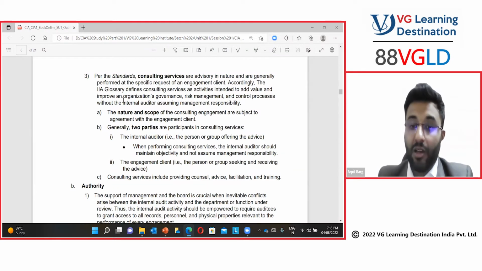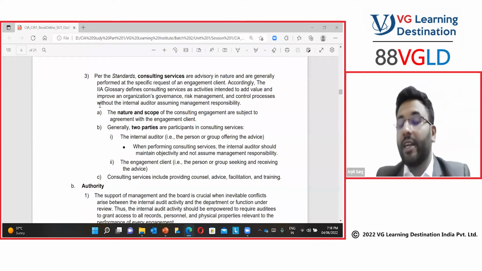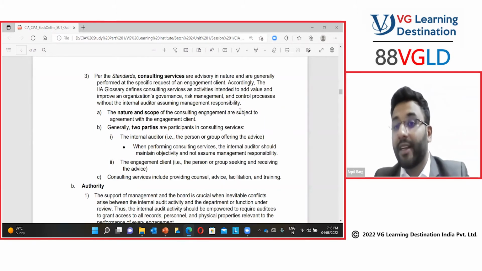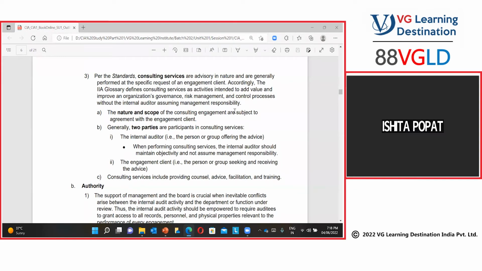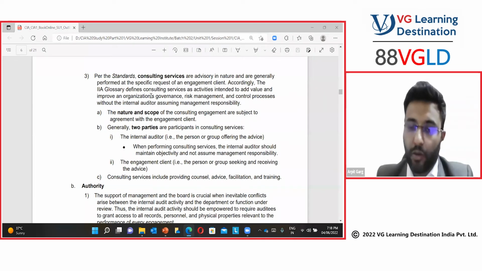Is that clear now? Is that clear when it says without the internal auditor assuming management responsibility? We can't do consulting in a nature that we start implementing them. Does that make sense? Whatever management was supposed to do, they should do. We should be more advisory in nature. Yes. I hope that was clear, folks. That is again a very important aspect that we need to understand.